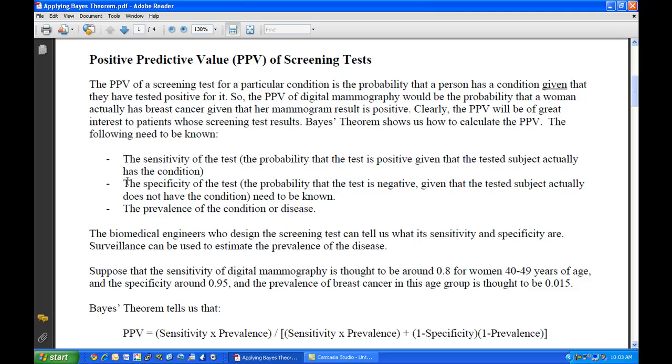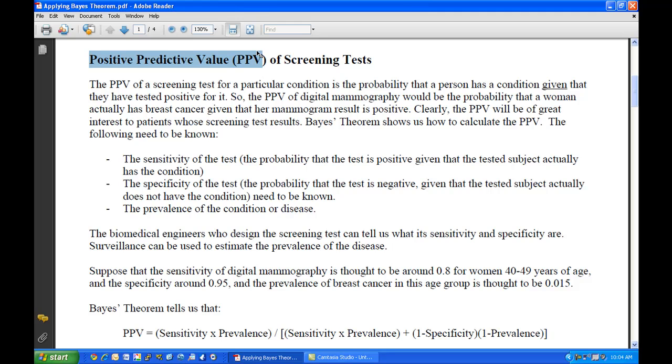Also, we're interested in the specificity of screening tests. The specificity of a screening test is the probability that the test turns out negative when in fact the subject being tested does not have the disease. Clearly, we'd like both the sensitivity and specificity of screening tests to be high. We're also going to need the prevalence of the disease in the population of interest to be known. Okay? All of these three probabilities need to be known in order for us to be able to figure out the positive predictive value of the test.